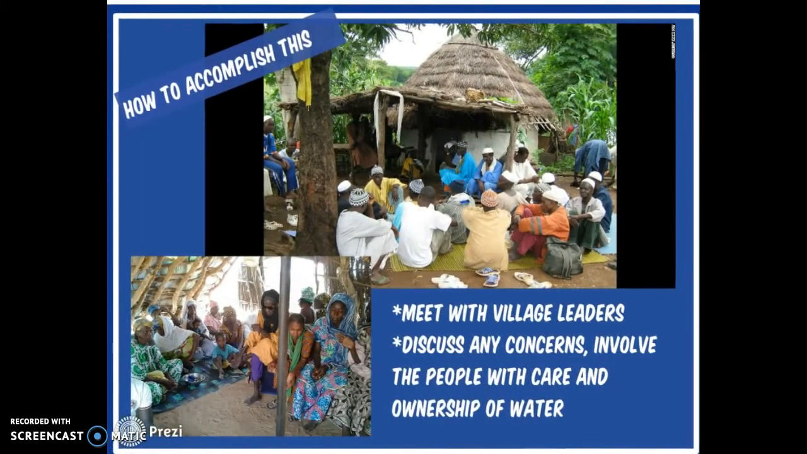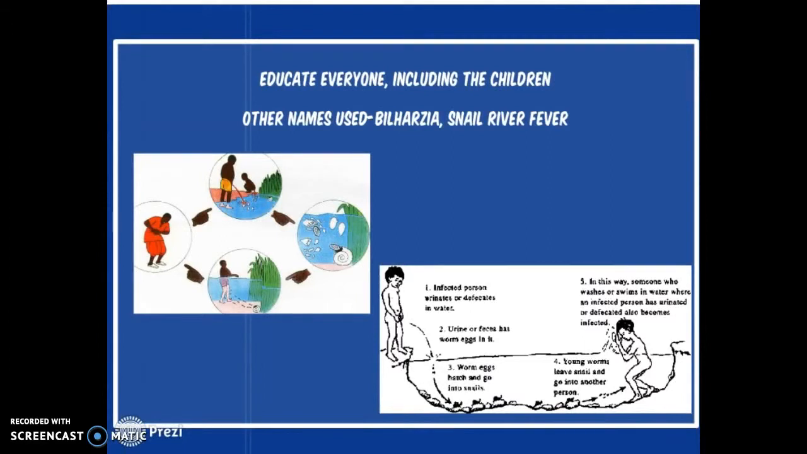Now, how are we going to accomplish this? First, we're going to meet with the village leaders. We will discuss any concerns or issues that they might have and get their input on carrying out the plan. We will also involve the people with ownership and caring for the water and teach them how all of this can help them to be healthier by eliminating the disease. The most important part of this plan, though, is to educate everyone, including the children.